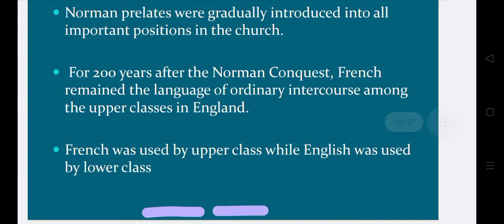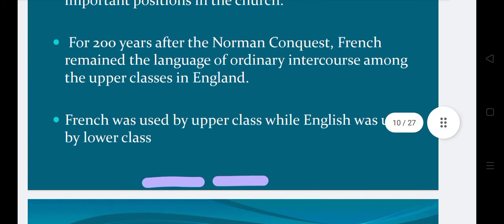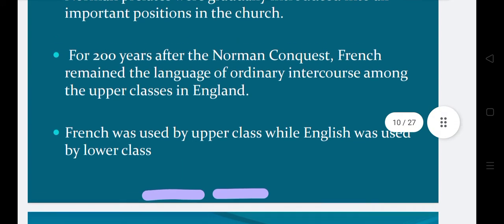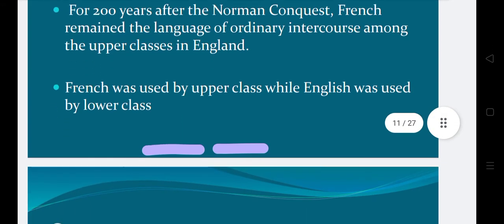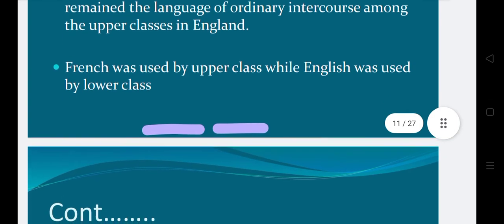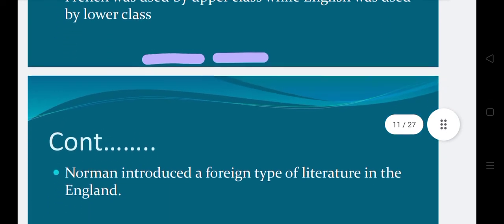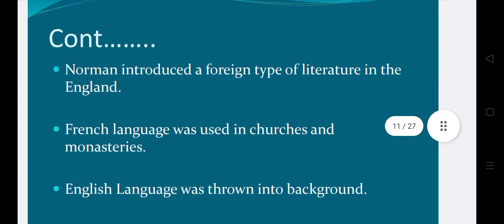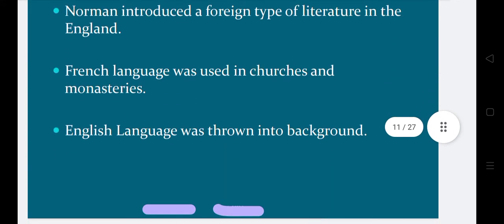What actually happened in that age is that the Normans, a French-speaking tribe, imposed their own language, French. French became the language of the upper class, and English started to deteriorate, becoming less popular, the language of the lower class, while French was used by the upper class. The Normans also introduced a foreign type of literature in England, which was French.